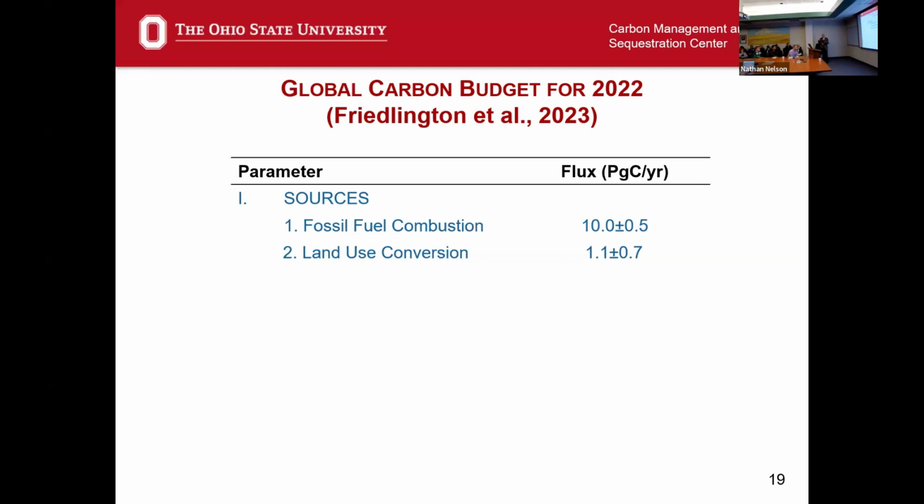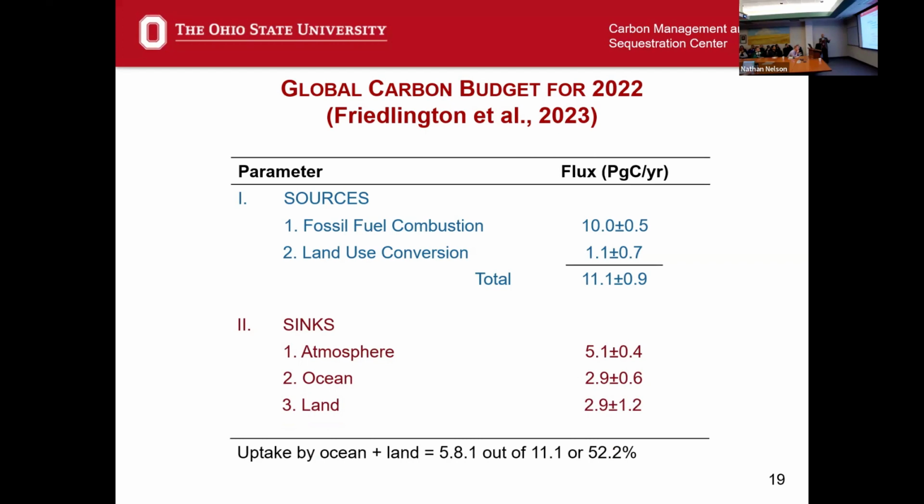Why is it incomplete? Because the soil people have not done their homework enough to tell the global carbon budget, look, hey, carbon does not just come from deforestation. It also comes from other sources. Until we tell them, they will keep doing what they're doing. So that is incomplete, but whatever it is, it's about 11 emission. Land use conversion is much more than 1.1, but that's what we got. So out of 11, the atmosphere's share is almost half, 5.1. And ocean is 2.9, and land is 2.9.